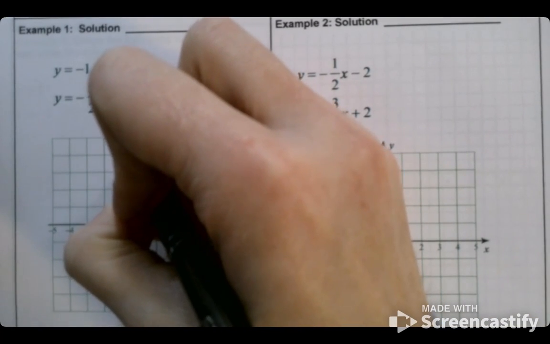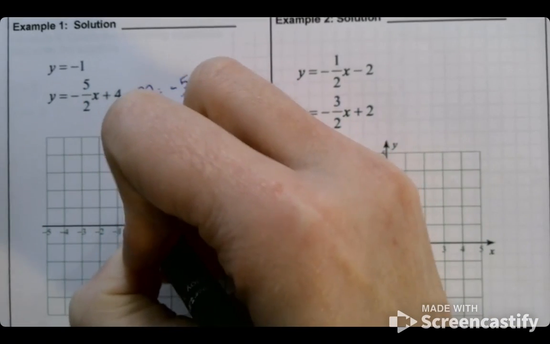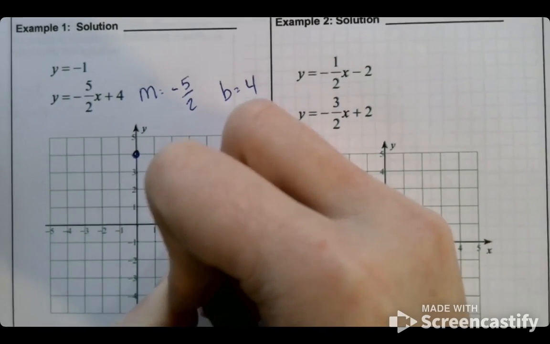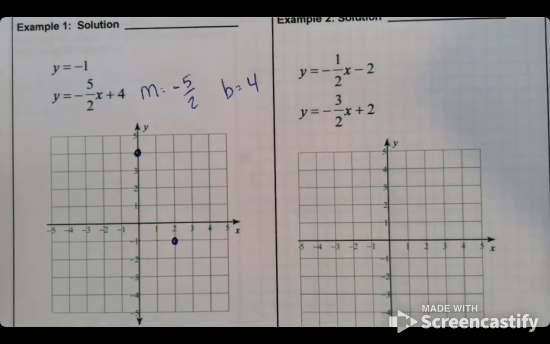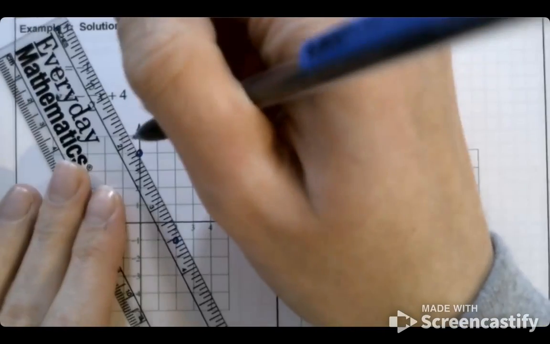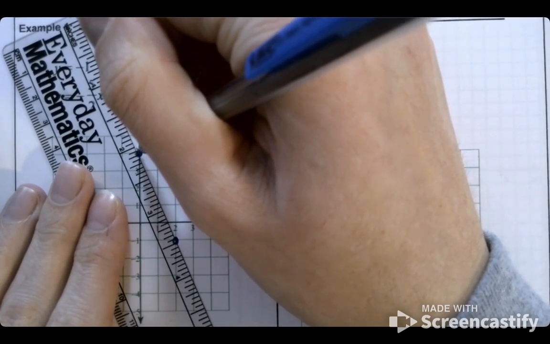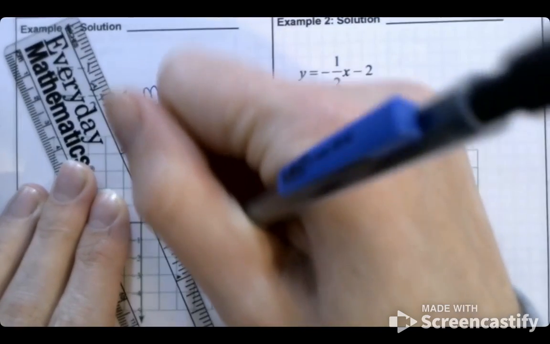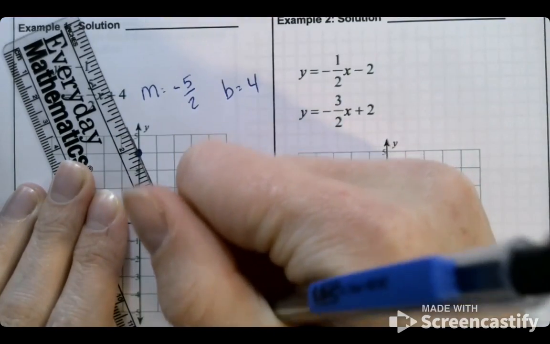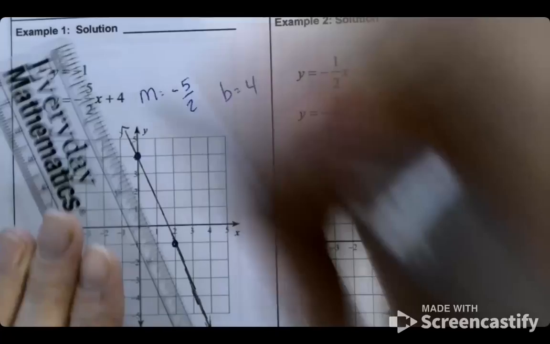So we should have plotted our 4 here, gone down because it's negative, over 2. Can't get any more points on that graph. So then we connect these 2 points. Remember, making sure to go all the way through our graph as far as we can go.